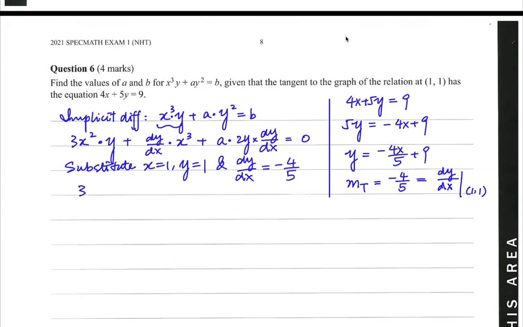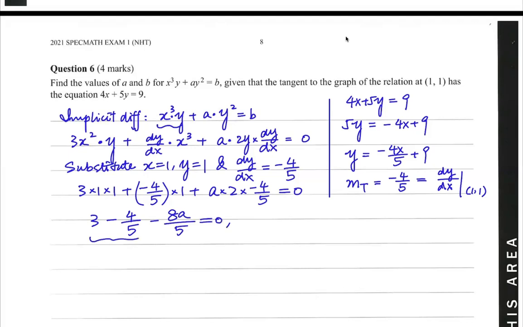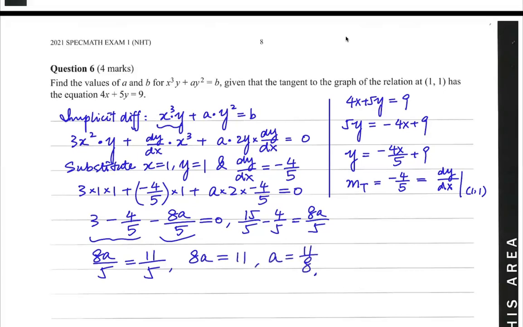So we have 3 times 1 times (1 plus minus 4 over 5) times 1 plus a times 2 times minus 4 over 5 equals 0. And 3 minus 4 over 5 minus 8a divided by 5 equals 0. These two will be 15 over 5 minus 4 over 5 equals... I transpose 8a over 5 to the right-hand side. So 8a over 5 equals 11 over 5. 8a equals 11. My a value will be 11 over 8. So that is my value of a.